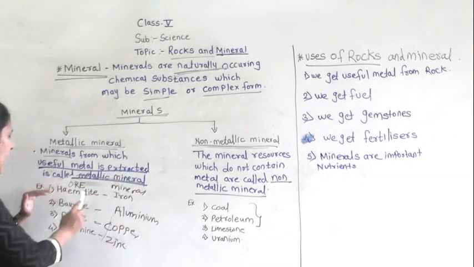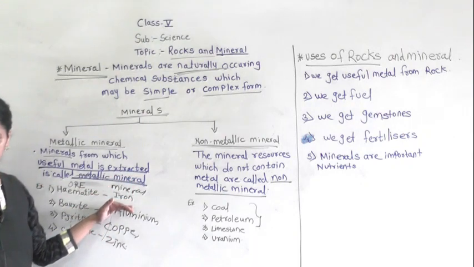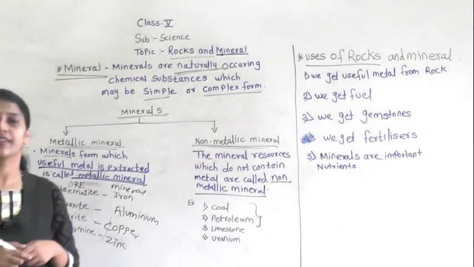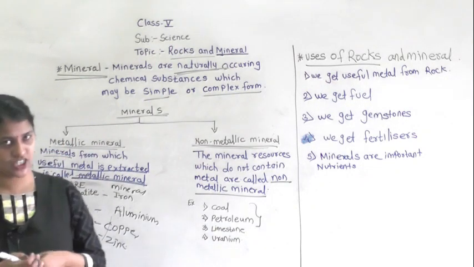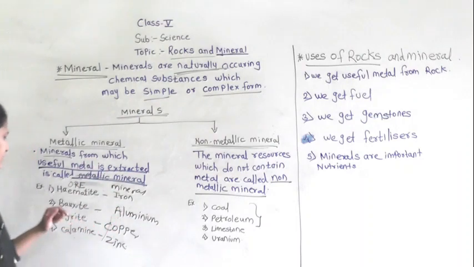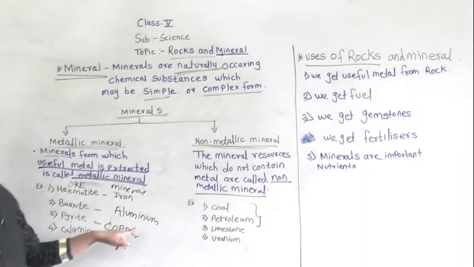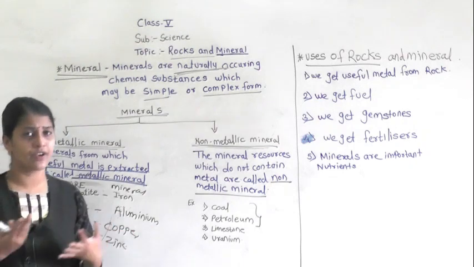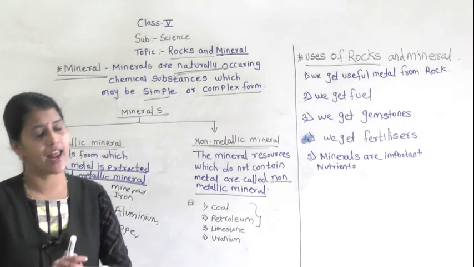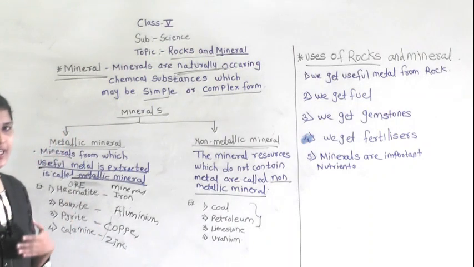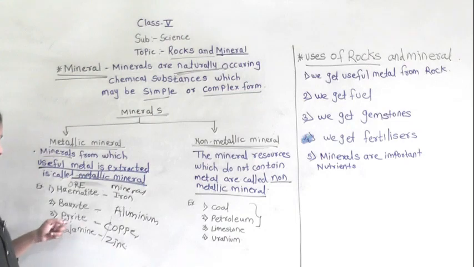Now, from hematite we get iron. What is the use of iron? We can use iron for making machines. From bauxite we get aluminium. Where is aluminium used? Aluminium is used for preparing utensils.